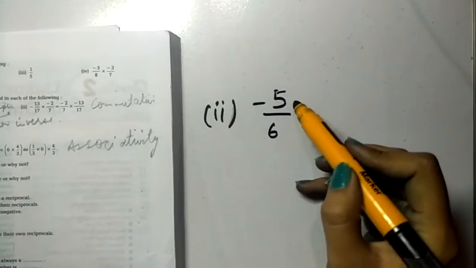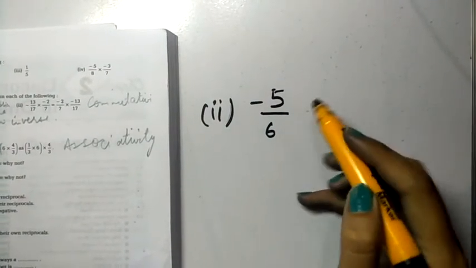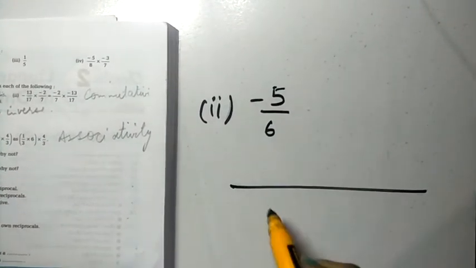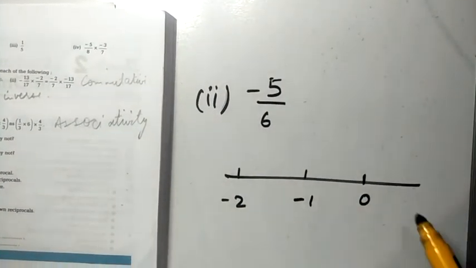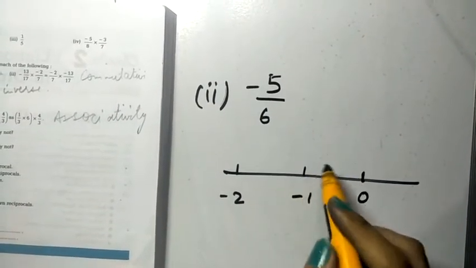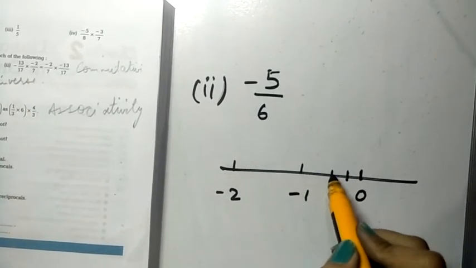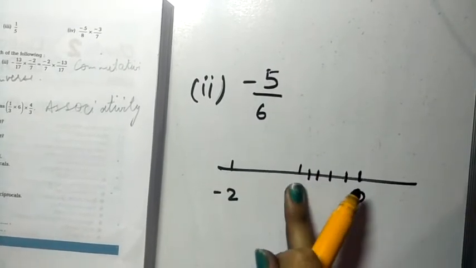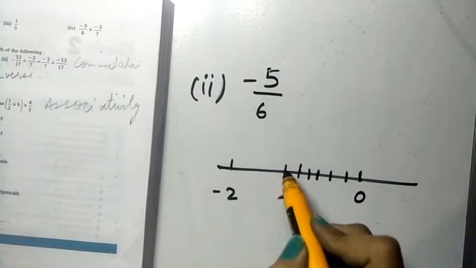Now you can see the numerator is smaller than the denominator, so we don't need to make it a mixed fraction. But remember, this is negative. So from here to here this is 0, this is -1, this is -2. But there is no mixed fraction here, so we make it from 0 to -1 only, and we have to divide this 0 to -1 line into 6 parts. 1, 2, 3, 4, 5, 6.